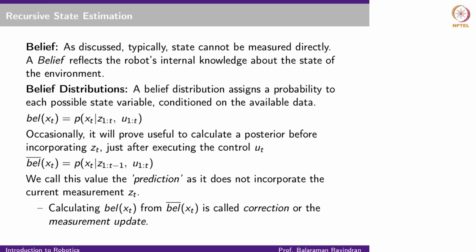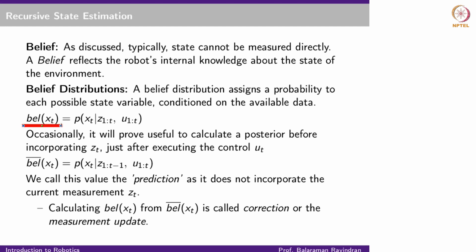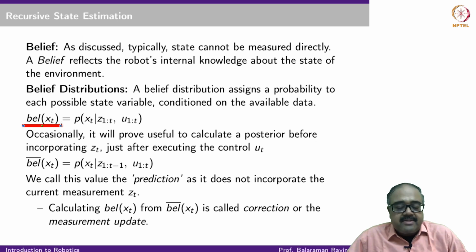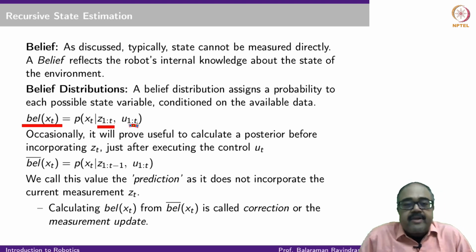belief xt would be the belief that you have about what state you are in at time t. Remember, xt is a variable that tells you what state you are in at time t. So it could be in multiple states. It's actually given by the probability of you occupying a specific state xt, given the entire history of observations that you have made and the entire history of actions that you have taken.